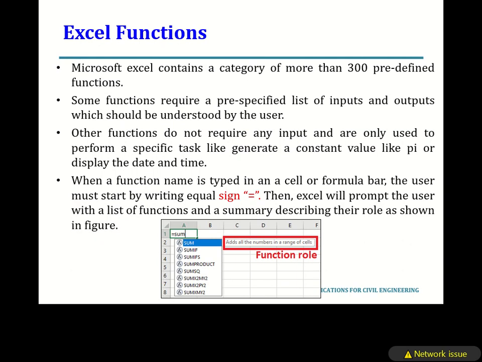Okay, so Excel contains more than 300 predefined functions. So you use that function. A function is a predefined arithmetic operation. When you choose that function, Excel knows what to do. It is already predefined, like sine and cosine. So the functions are operations, arithmetic calculations, which Excel already knows what to do.